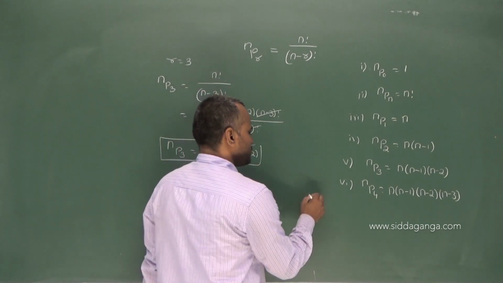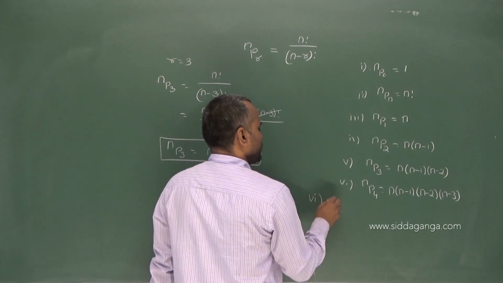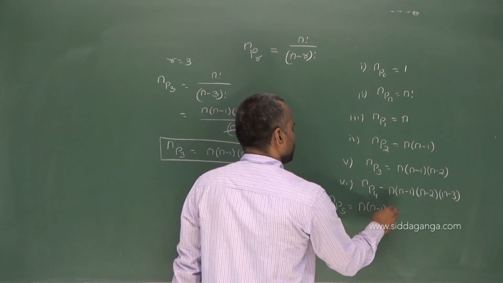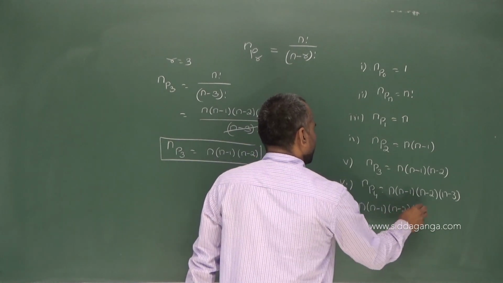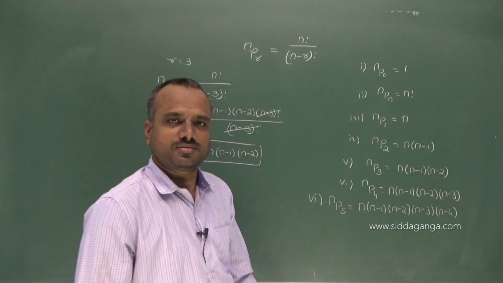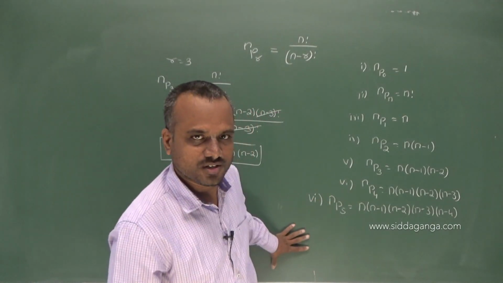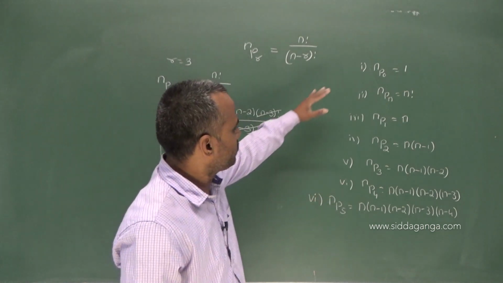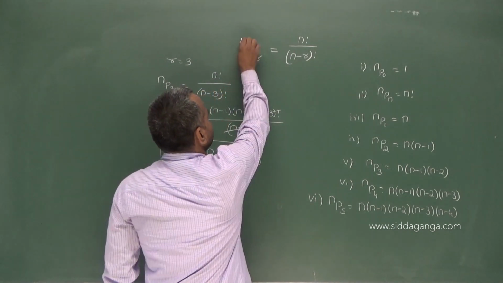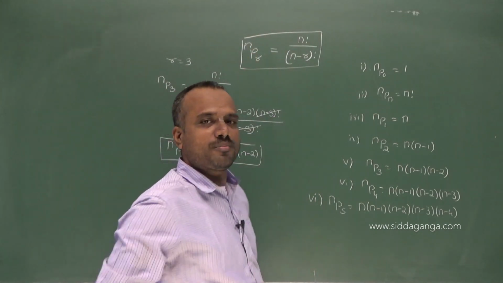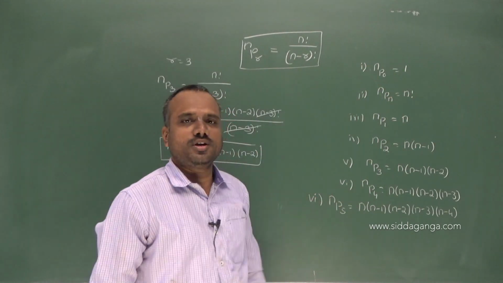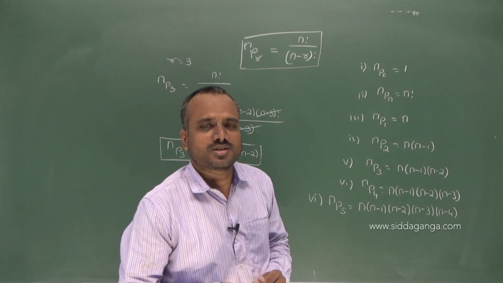Suppose I want one more, the seventh result: nP5. nP5 is n into n minus 1, n minus 2, n minus 3, n minus 4. Like that. These are the results. If you remember these results, it is well and good. If you don't know, simply use only one formula: substitute and simplify. nPr is nothing but n factorial divided by n minus r factorial.